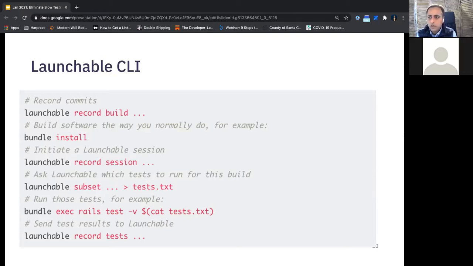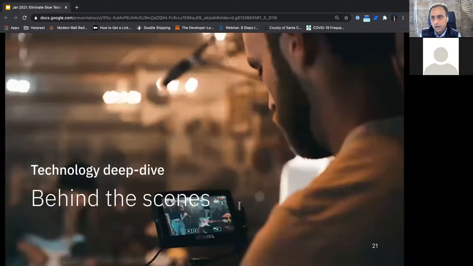And for those who are curious, who think this seems really magical, like a black box, and want to get behind the scenes, let's get through that.